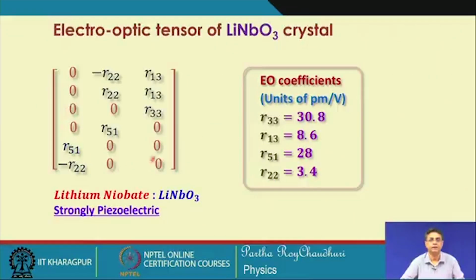So, this is the electro-optic tensor for this lithium niobate crystal, and I should once again mention that this is very strongly piezoelectric. The electro-optic coefficients, I have already provided in the table: R33 is around 30.8, and the others 8.6, 28, 3.4. These are many times more than the ones which we discussed in the earlier cases like ADP and KDP. So, these values are really useful for lowering the half voltage and switching of the modulator.